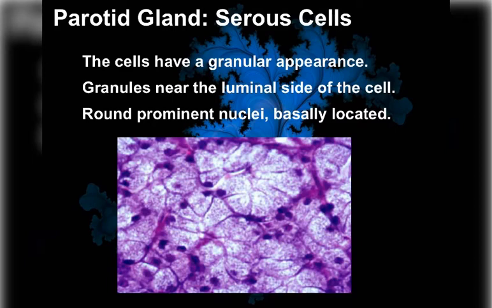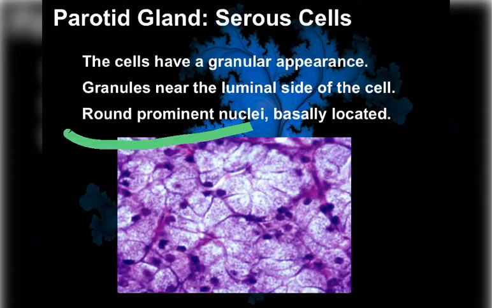Serous cells of the parotid gland, or any serous cell in any salivary glands, look the same. The cells have a granular appearance. Why? Because they have zymogen granules, granules near the luminal side of the cell. They are getting ready to be secreted. Round prominent nuclei, basally located.